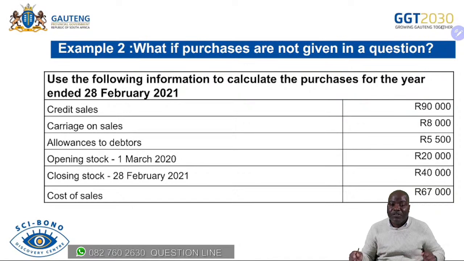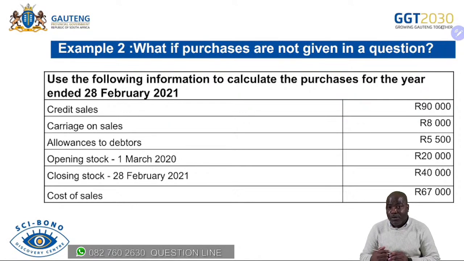Are you going to walk out of the examination and say the purchases were not given? We are going to give you the trick now. If you remember the frame, you can calculate anything. All you need to do is follow the steps that I'm going to give you. There's a method which you're going to apply, called the bottom-up method.